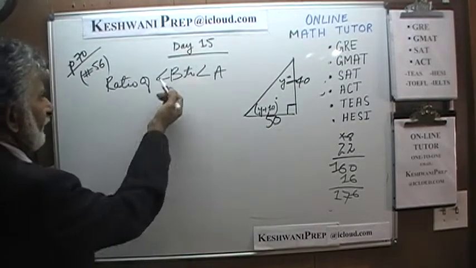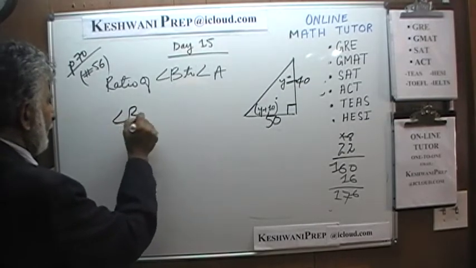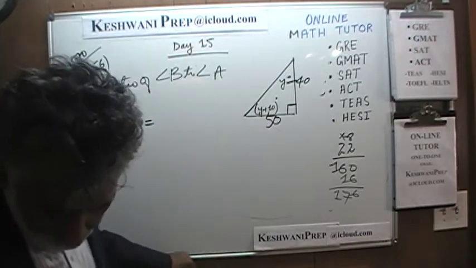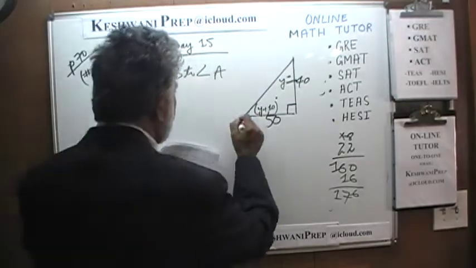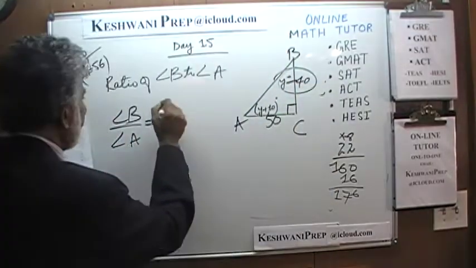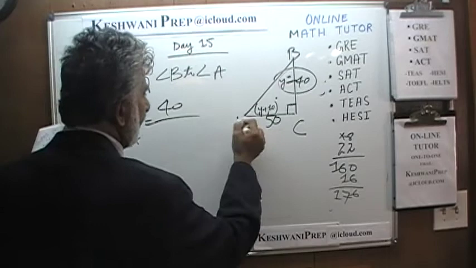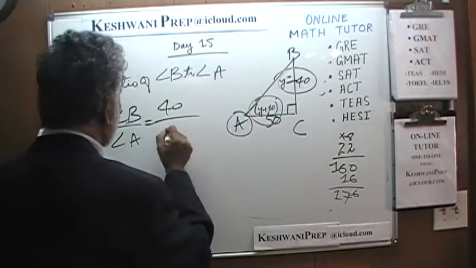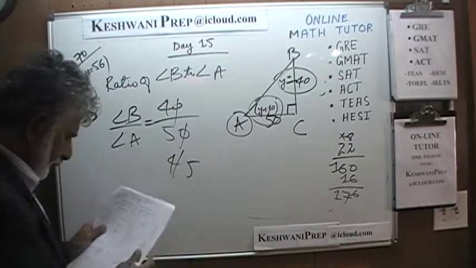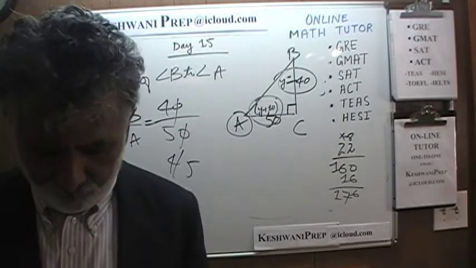The question is, what's the ratio of angle B to angle A? Well, we never put down where the letters are. This is A, this is B, this is C. Angle B is 40 degrees. And angle A right here is 50 degrees. There you go. The ratio is 4 to 5. The ratio is 4 to 5. And that's all there is.